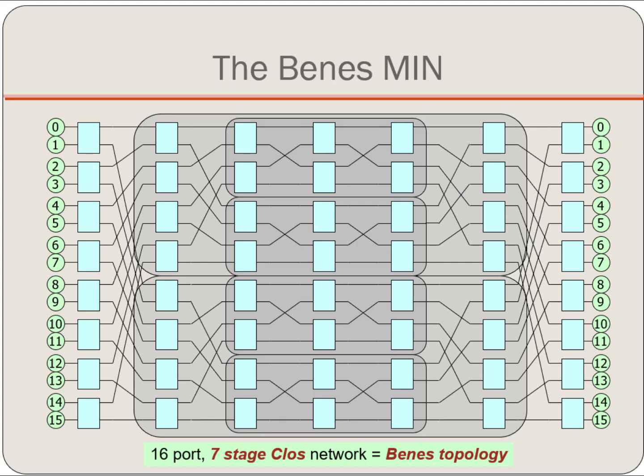The only drawback is that the size becomes almost twice that of a normal multi-stage network. Almost twice, not exactly twice, because the number of stages is 2 times log n minus 1. The original has log n stages, and here it is 2 times log n minus 1.